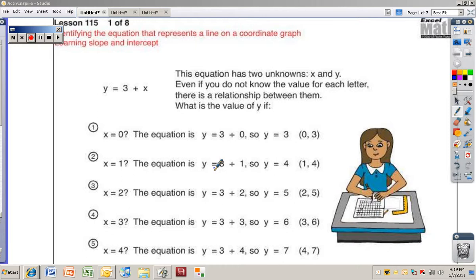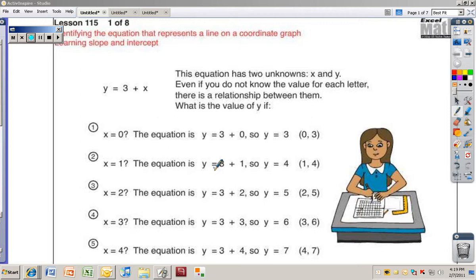This is going to be hard, but thank goodness we have a studio audience here with us today to help us to make sense of this very hard lesson. We're learning about identifying the equation that represents a line on a coordinate graph and learning slope and Y-intercept. Woo! This is a tough one, okay?